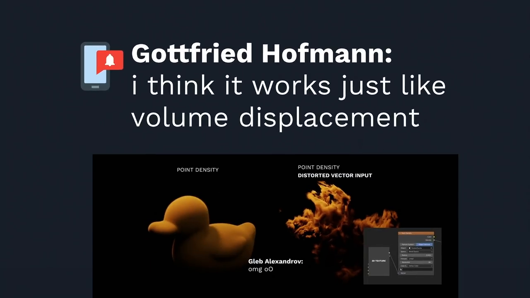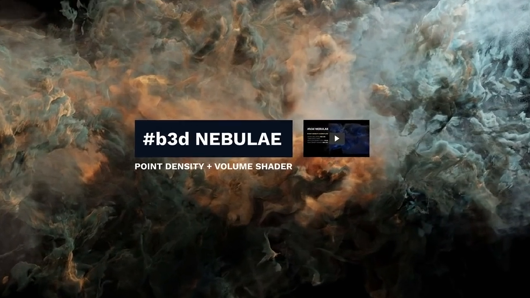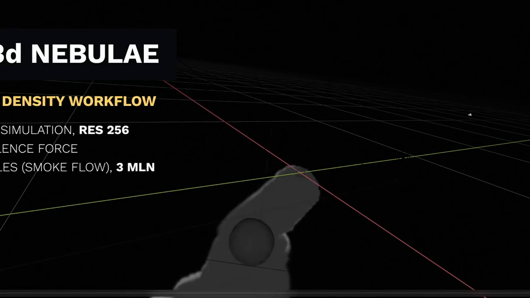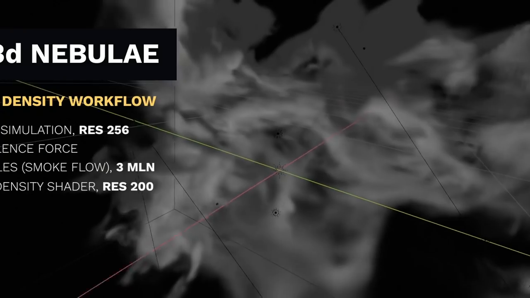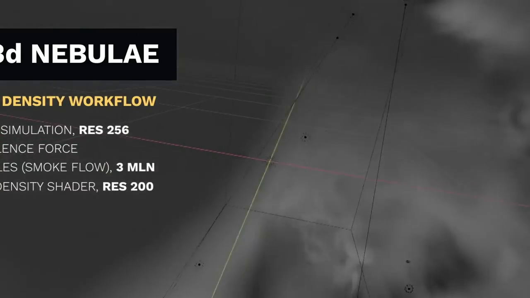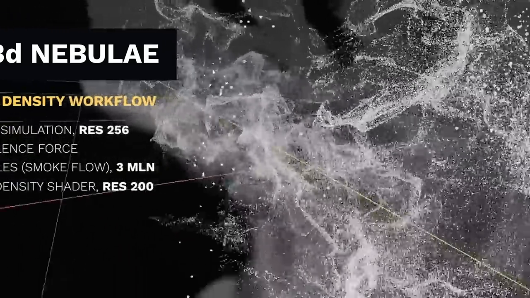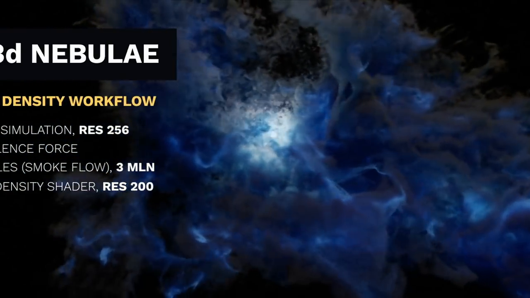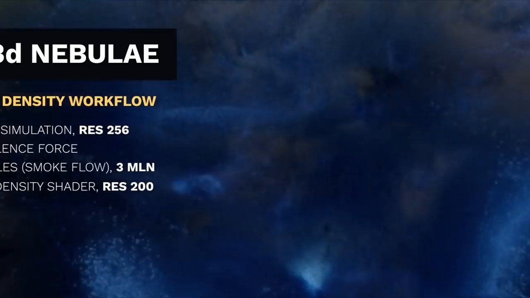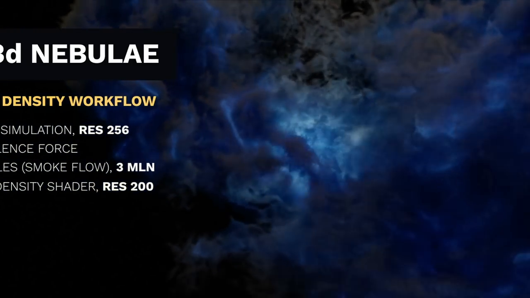The point density shader indeed worked just like volume displacement when you think about it. Let's see how it works, actually. I want to show you. So, first you run the smoke simulation. This one is, by the way, controlled by the turbulence force field. And then you add some particles, and you make particles follow the smoke using this smoke flow force in Blender. And then you turn these particles into tiny volumetric points in space or voxels using the point density shader. But it looks cool and detailed only, surprise, when combined with procedural noises.